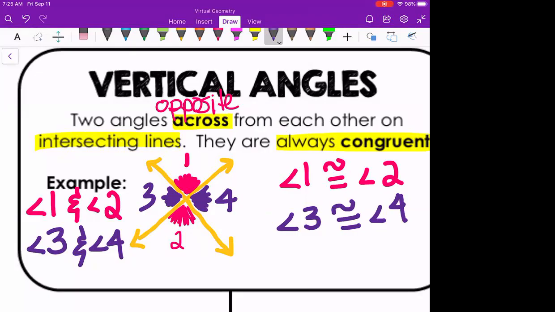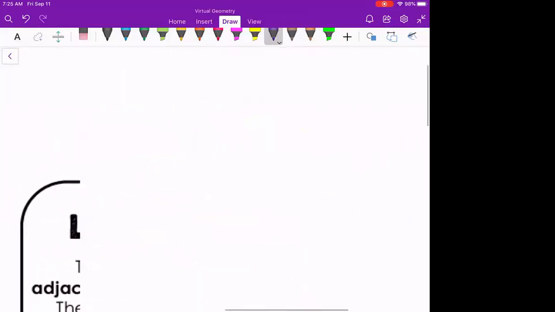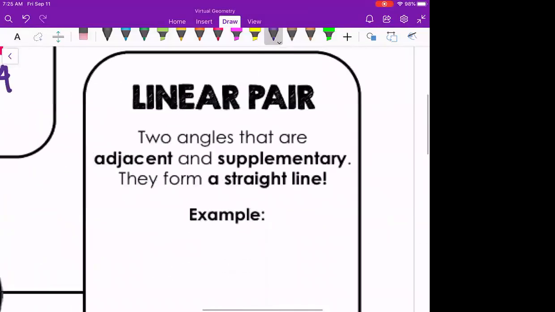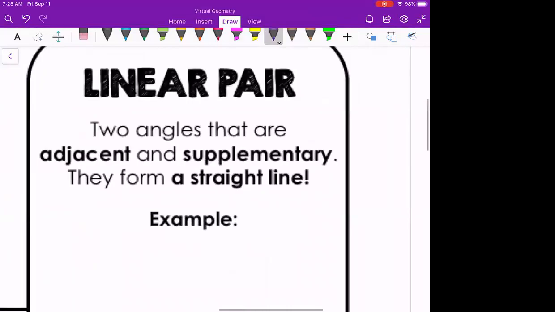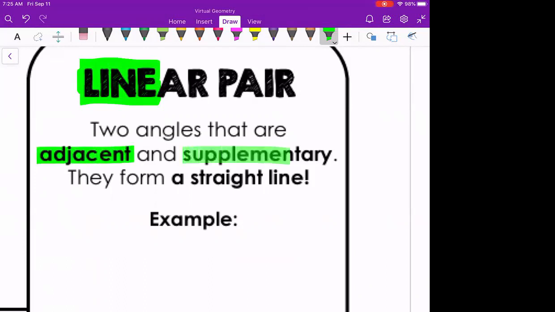So moving right along, let's keep going around our outer edge here. Now we're going to check out our next kind of special pair, which is the linear pair. And there's a special keyword here in a linear pair, and this is a word that you know from Algebra 1, which is the line. So linear pairs are two angles that are adjacent, and they have to be supplementary, and we'll talk about supplementary here in just a second.